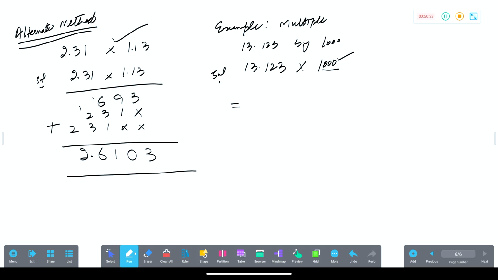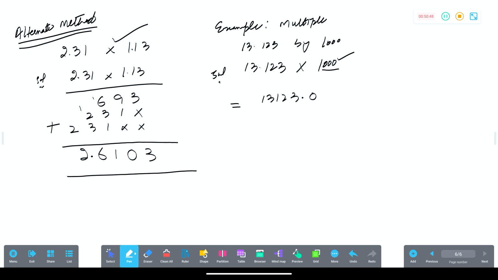It will be 1, 3, 1, 2, 3, I am writing. It was after 3 here, now it will get shifted 3 places. 1, 2, 3, here it will come. It will be 13123. After the decimal point, nothing remains. It will be 0. So this is the answer.